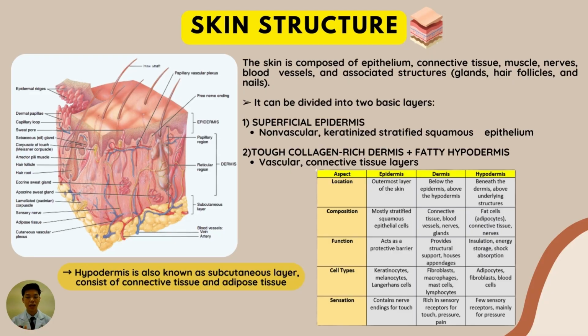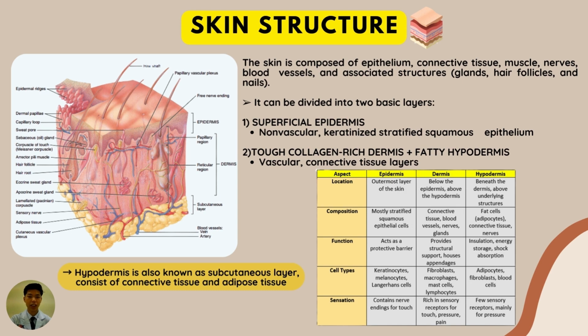Okay, I will start with the skin structure or the skin anatomy. As you can see the big diagram here, it is the detailed anatomy of the skin. So, the skin is composed of epithelium, connective tissue, muscle, nerve, blood vessel, and associated structures like glands, hair follicle, and nails. It can be divided into two basic layers.